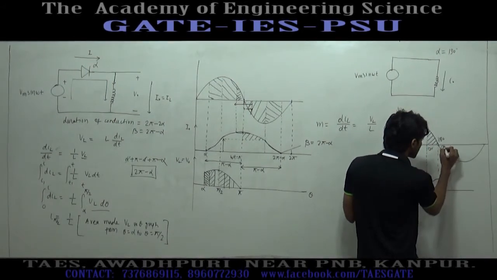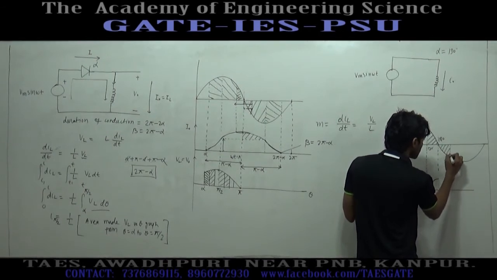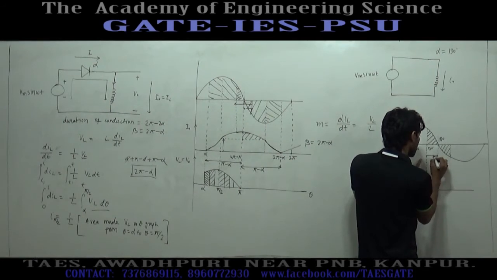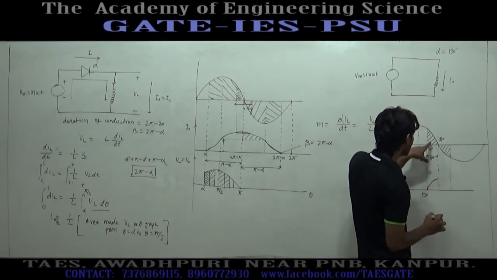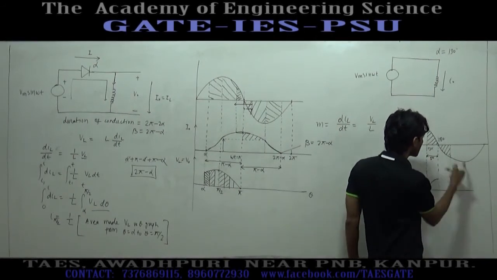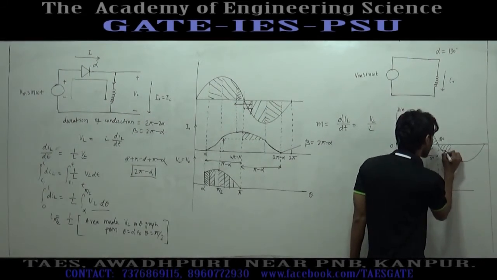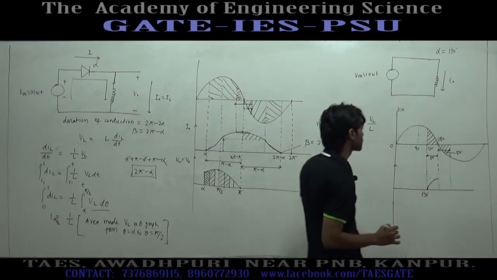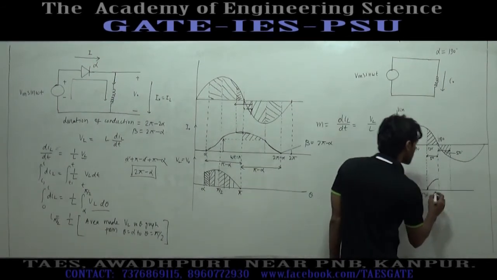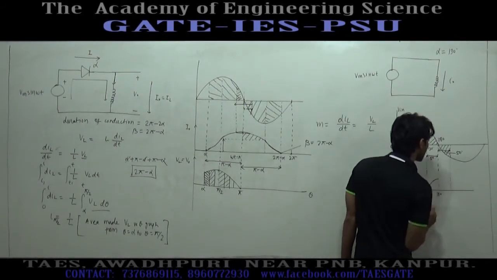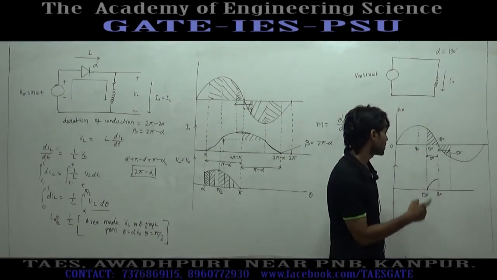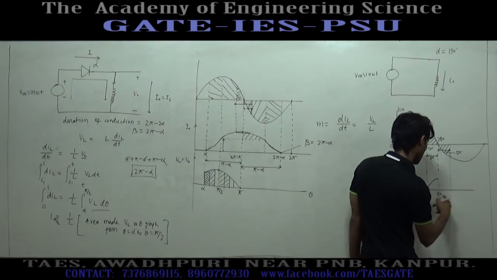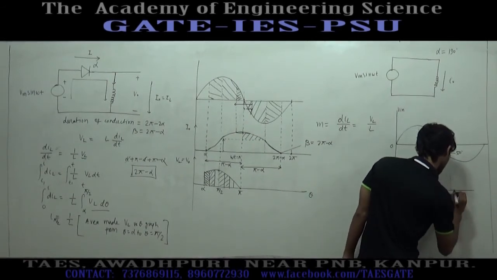So, the same negative area is made by inductor voltage in this interval. This duration is 50 degree. In 50 degree, this much area is made. So, the same negative area will be made in the next 50 degree. So, this is this angle and the same negative area is made after 50 degree. So, this angle will be 180 plus 50 degree. So, this is 230 degree.